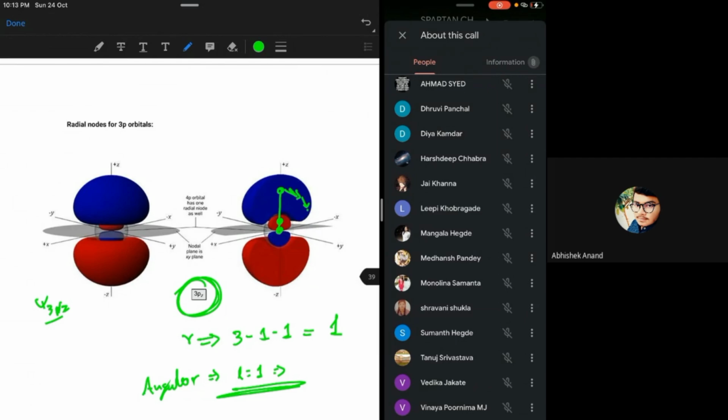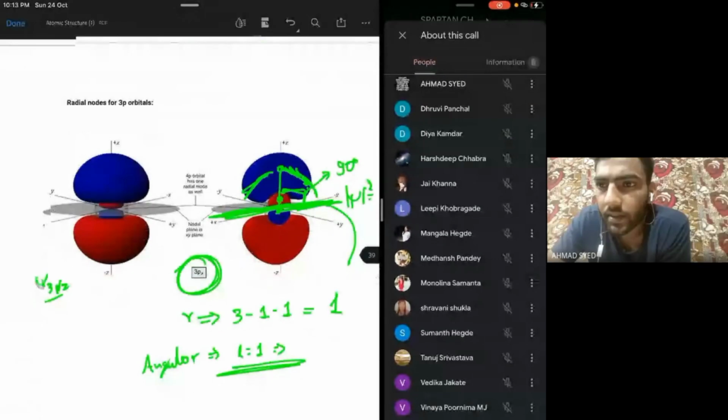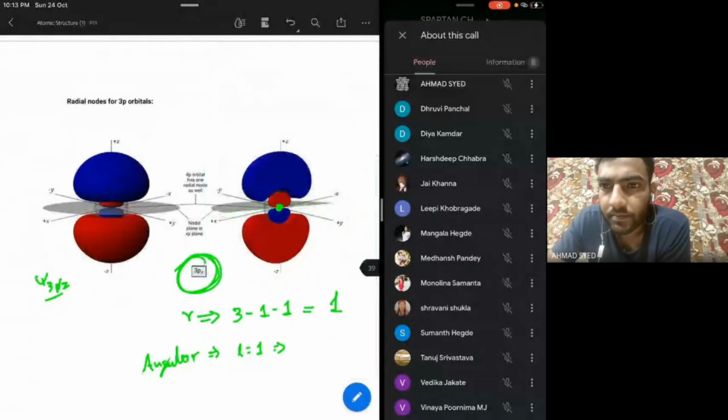So as you come here at exactly 90 degree, after 90 degree probability becomes 0, and then after some distance you will have this. Similarly here again you will have it. So this is actually the angular node. The nodal plane you see, right? This is actually the angular node.